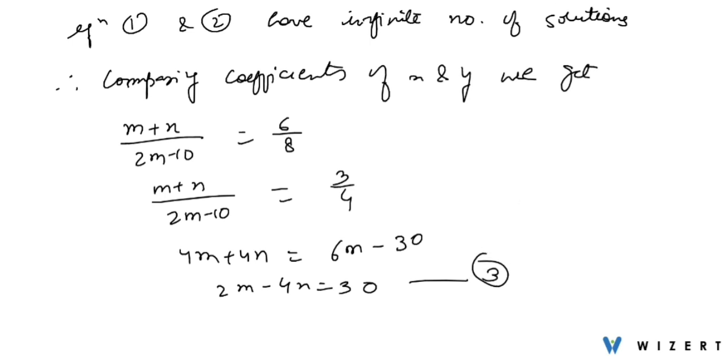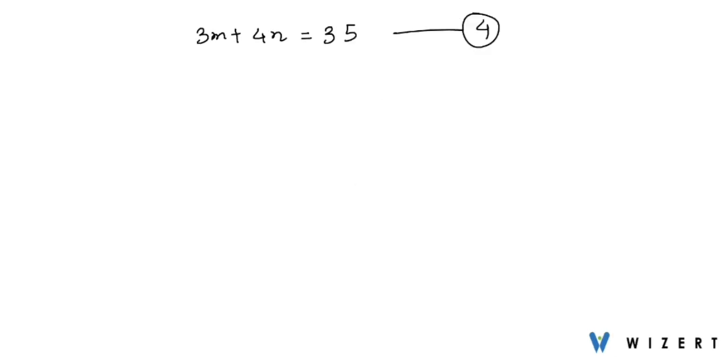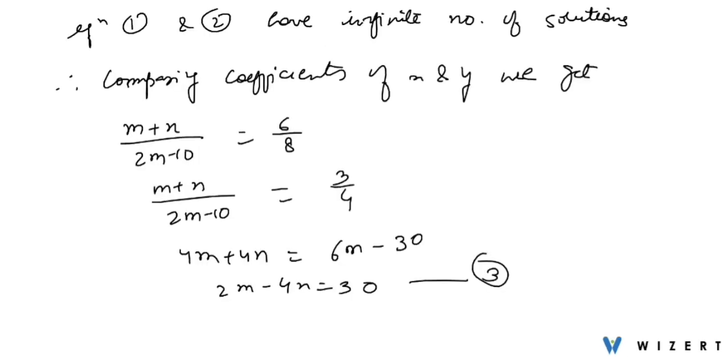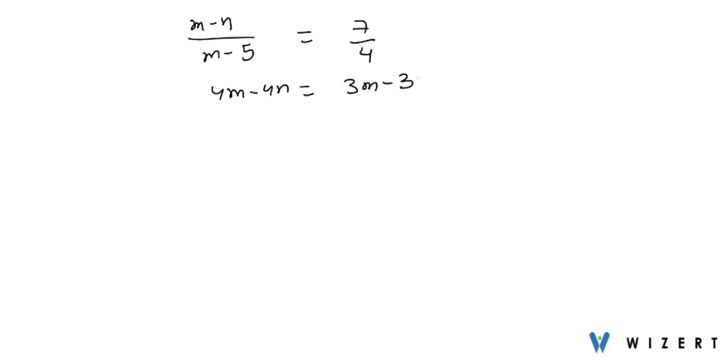Now similarly we will compare the y coefficient. So after comparing the y coefficient, we will get m minus n by 2m minus 10 equal to 7 by 8. Now let us simplify this equation. So we will get another relation in m and n, and that is 4m minus 4n equal to 3m minus 35, or you can say 3m plus 4n equal to 35. Let this be the fourth equation.